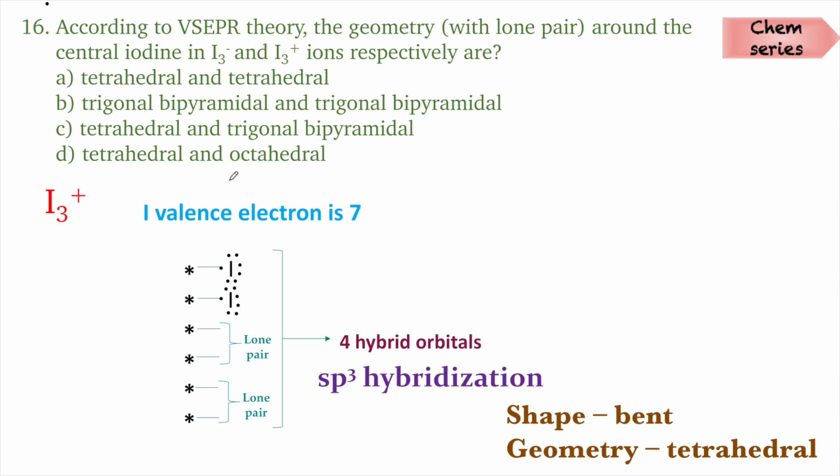So I think the options are not quite correct. For I3 minus we got trigonal bipyramidal, right? And for I3 plus we are getting tetrahedral. So I think option C is correct, though it should not say respectively. So your correct answer is tetrahedral and trigonal bipyramidal. Tetrahedral is for I3 plus and trigonal bipyramidal is for I3 minus.